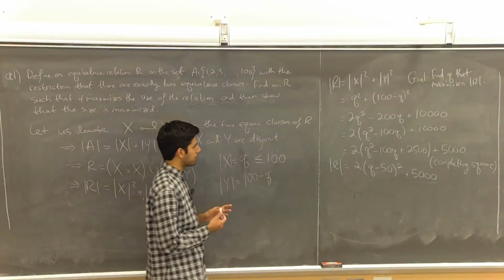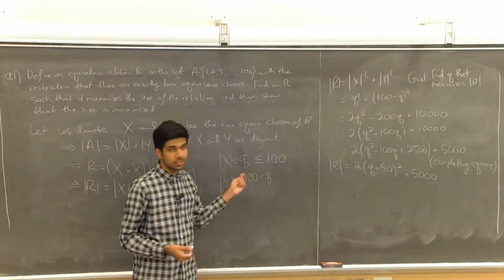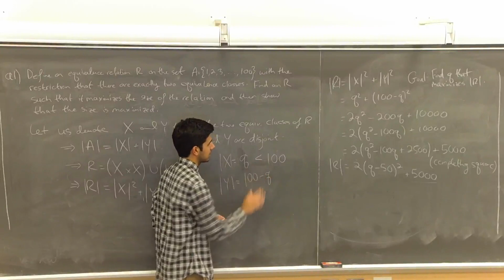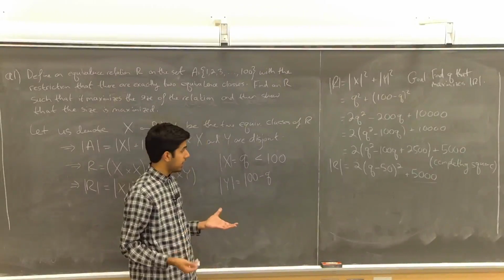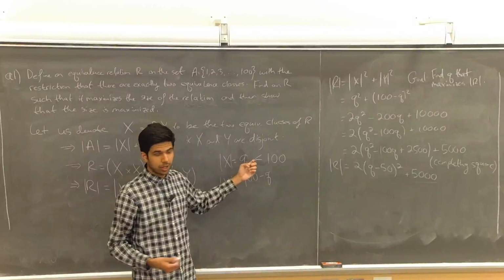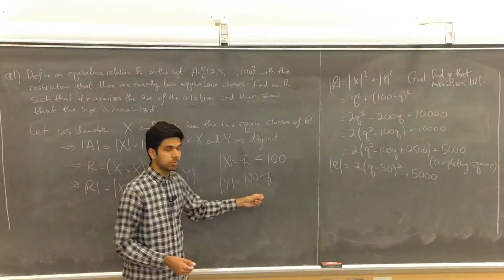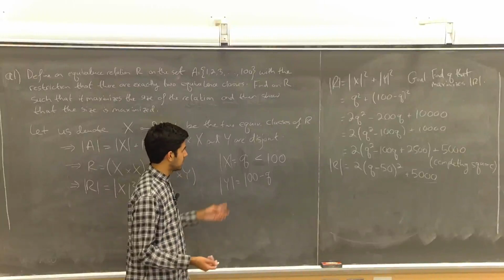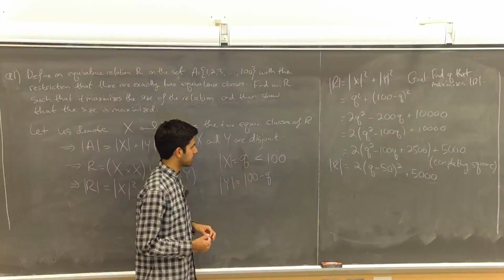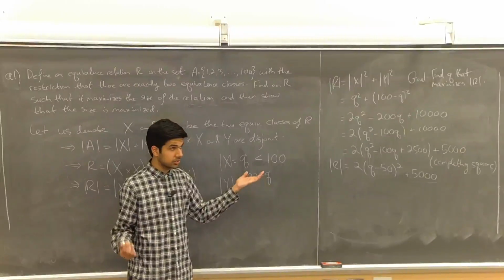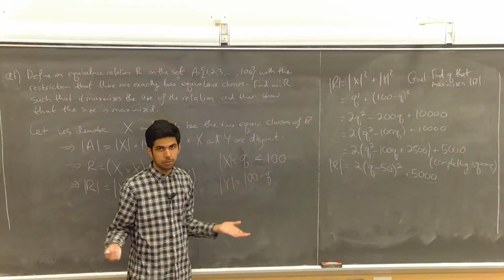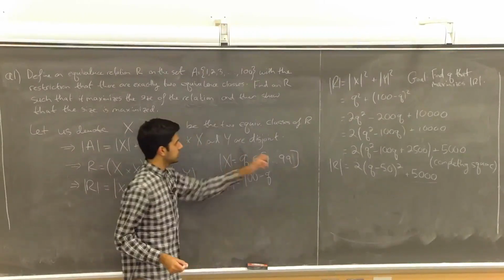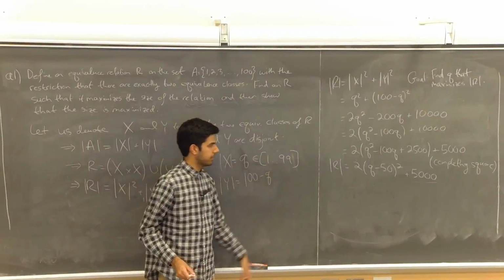But we can do a little bit better than saying less than or equal to 100. We can say that it's strictly less than 100. Why? If Q was equal to 100, then the cardinality of Y would be 0, but we do not allow for empty equivalence classes. So Q is less than 100. Again, it can also not be empty, so Q cannot be equal to 0, but it could be 1. So Q is in the integer interval 1 through 99.